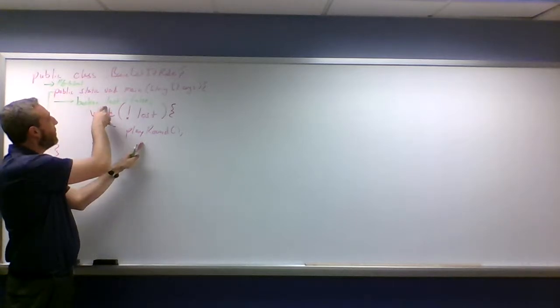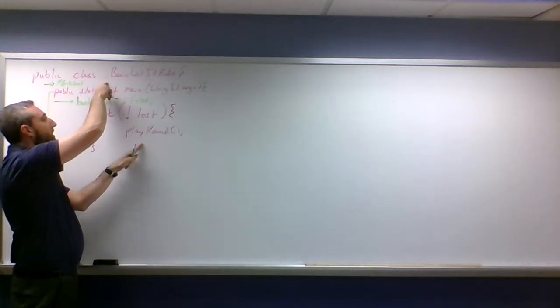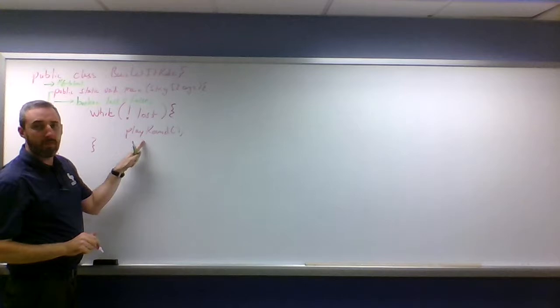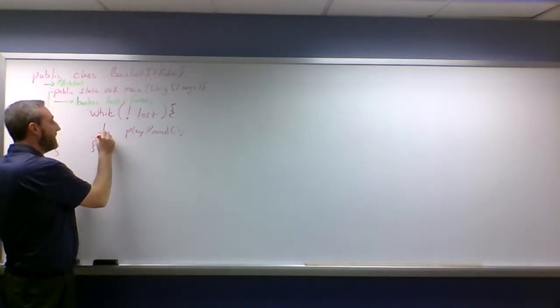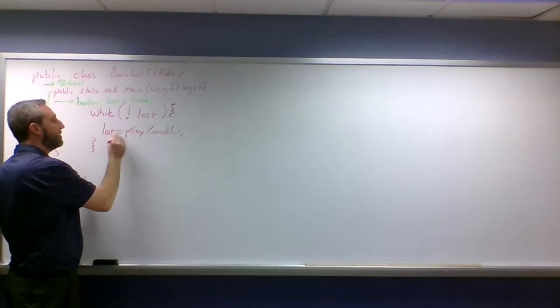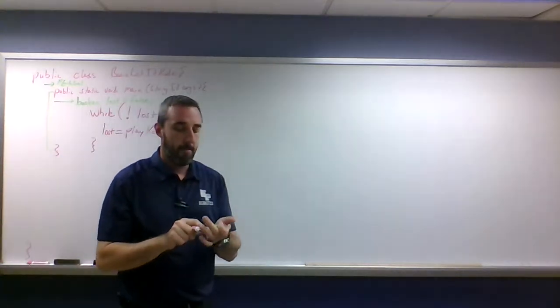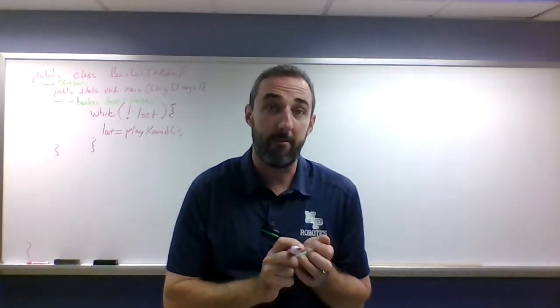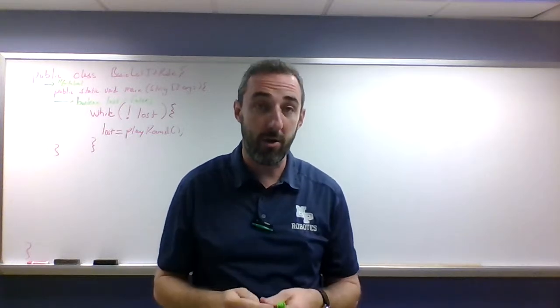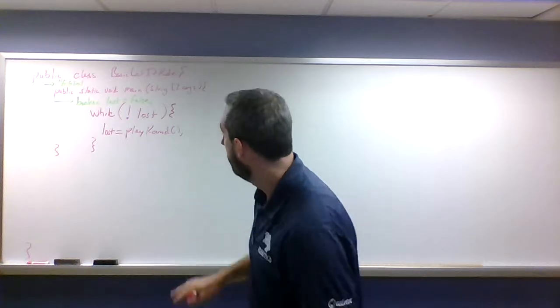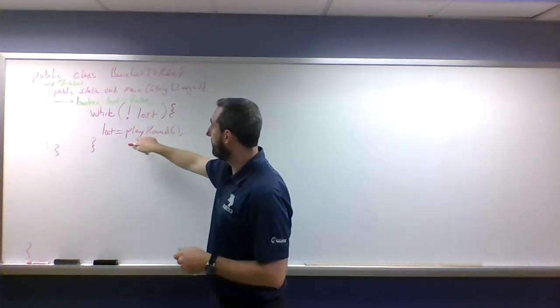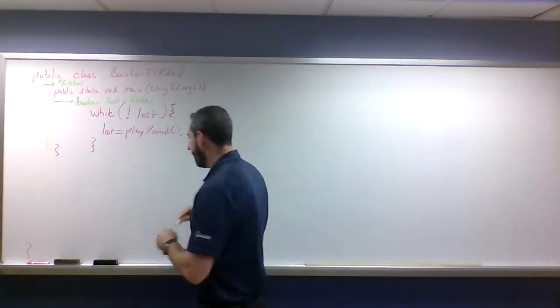And since I defined it locally and not globally, the only way play around is going to be able to change it is if I change it locally. So that means I've got to change it here: lost equals the result of playing around. Now I've put a design constraint on myself. Play around has to return the new value of lost, whether I won or lost. So this looks pretty good. Lost is defined. Now let's go define play around.